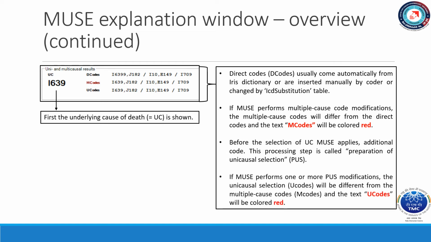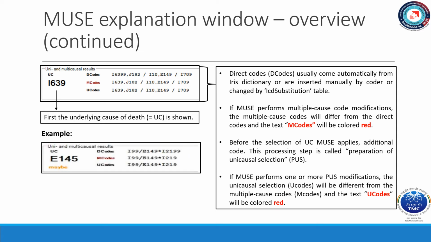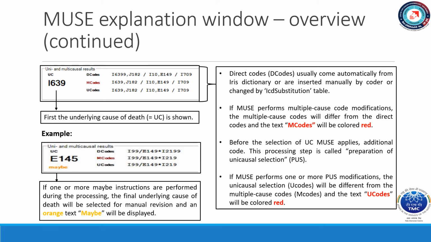If Muse performs one or more PUS modifications, the U codes will be different from the M codes and the text U codes will be colored red. Also, please note as shown in the example that if one or more maybe instructions are performed during the processing, the final underlying cause of death will be selected for manual revision and an orange text "maybe" will be displayed.